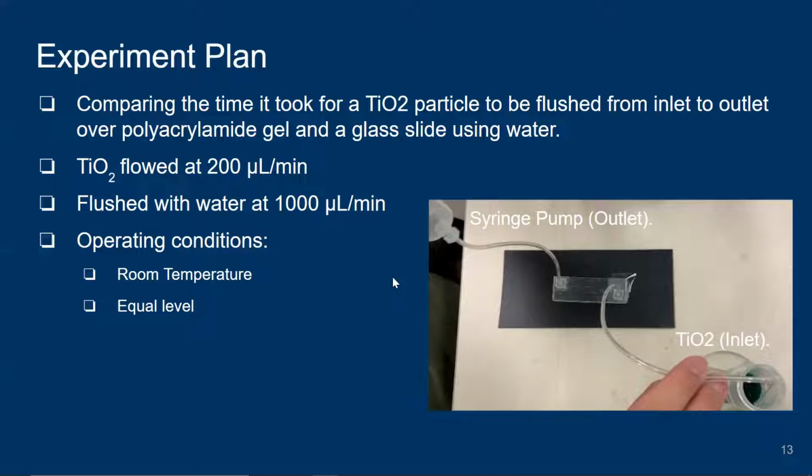First, we flowed titanium dioxide at 200 microliters per minute. Then we flushed both devices with water at 1000 microliters per minute, and our overall operating conditions were the same room temperature, equal level, and overall same system. As you see in the right image, we have our titanium dioxide inlet, and our outlet is our syringe pump.